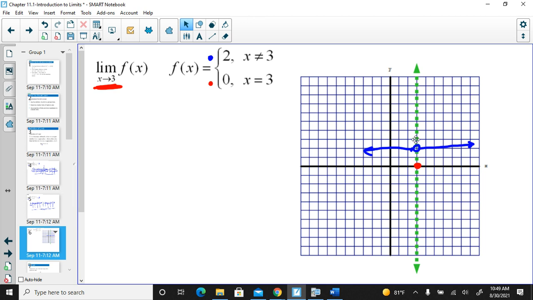A lot of students make the mistake of saying, oh, well, it tells me when x is 3, y is 0, so this limit must be 0. No, it's not, because the idea of a limit is that we don't ever get there. So we would actually say that this limit, as x approaches 3 of my function f of x, is equal to 2, because that's what my y value is as I get very, very close to 3.